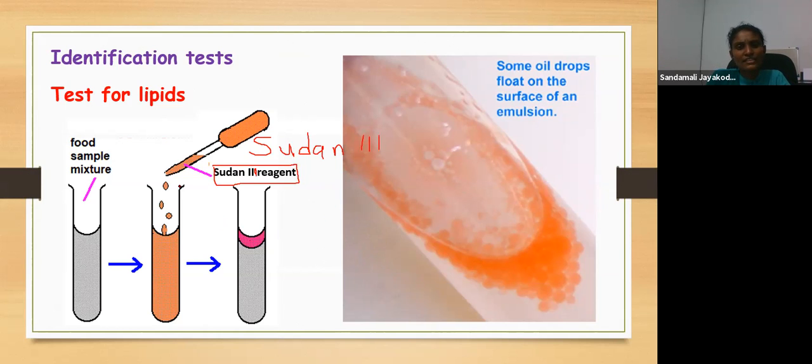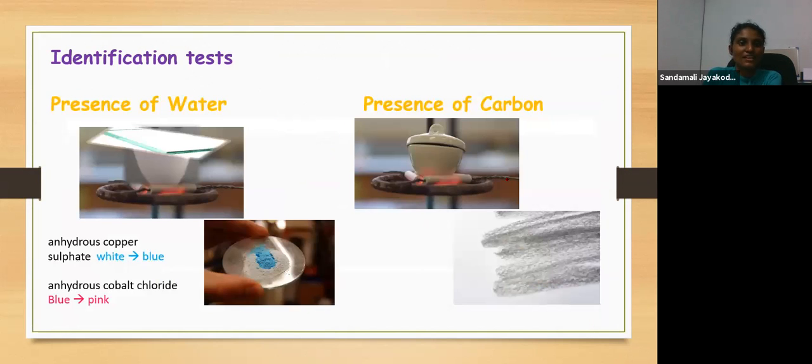And then when we add it to this, it will give us a few oil droplets which are pink in color. We can observe them at the top of the sample we used for the test. It's just like an emulsion. It can make a bubble. We can see nice pink color droplets at the end of the test. So this is for lipids, the Sudan test.